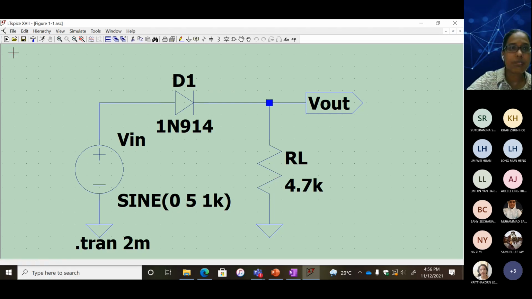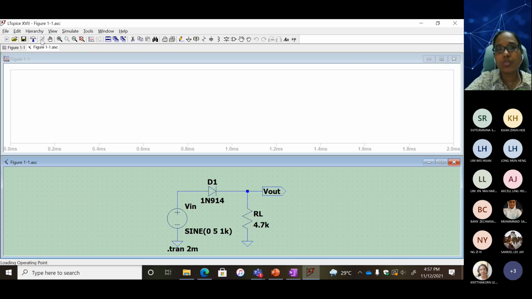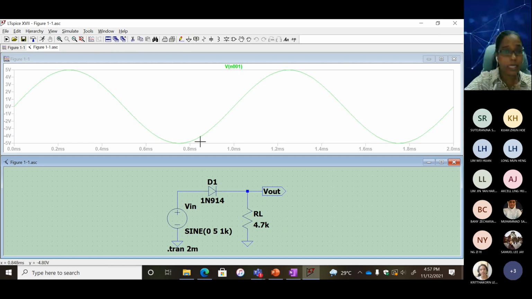So this is the software LTSpice we will use, and I will ask you to draw the circuit based on your lab manual. Once you draw it, you need to run your simulations. Once you run your simulations, we can know the measurements of your voltage. This is just an example, ours is not this one.